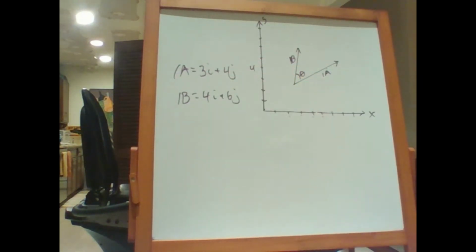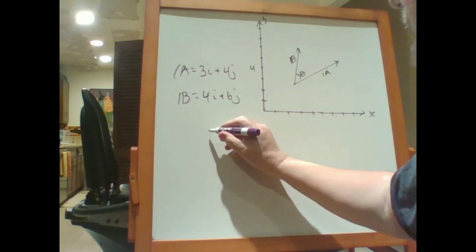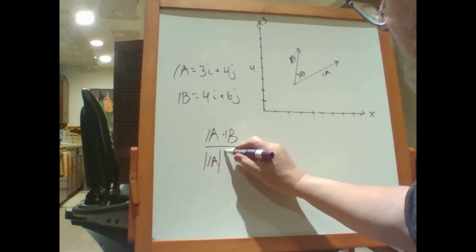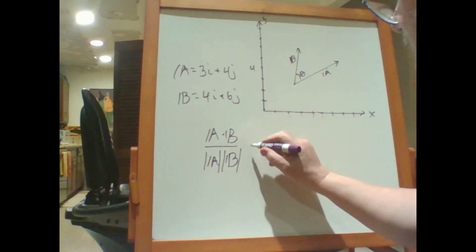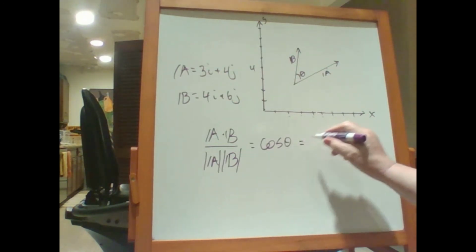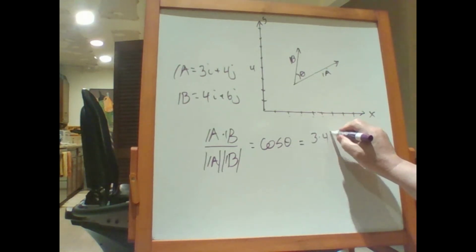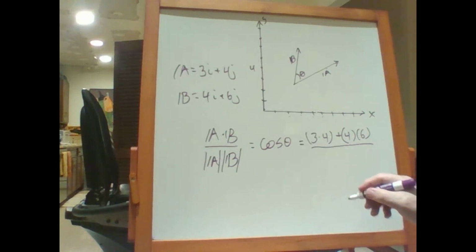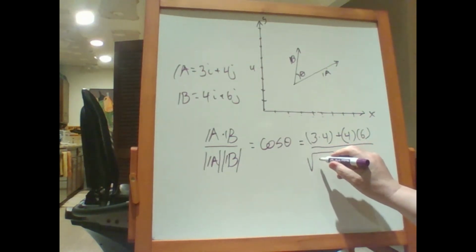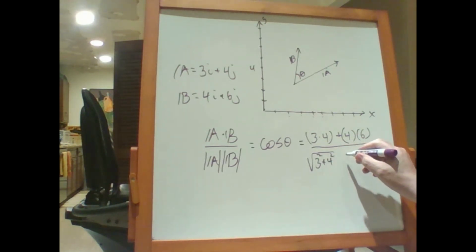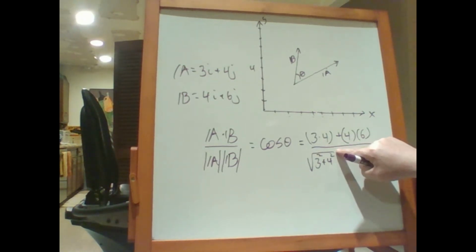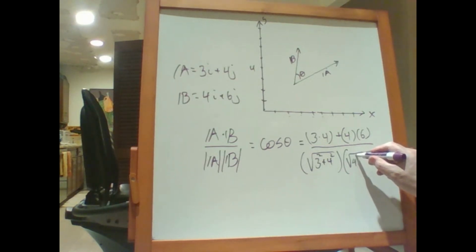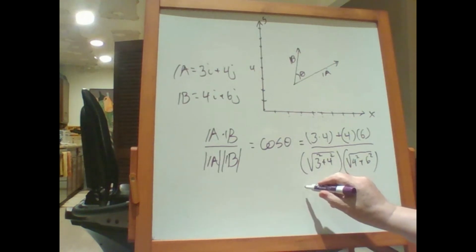We've got these two vectors. So A dot B over magnitude A times the magnitude of B equals cosine theta, and that's equal to 3 times 4 plus 4 times 6 over the magnitude of A, which is the square root of 3 squared plus 4 squared, times the magnitude of B, which is the square root of 4 squared plus 6 squared. Okay, so let's get the math.